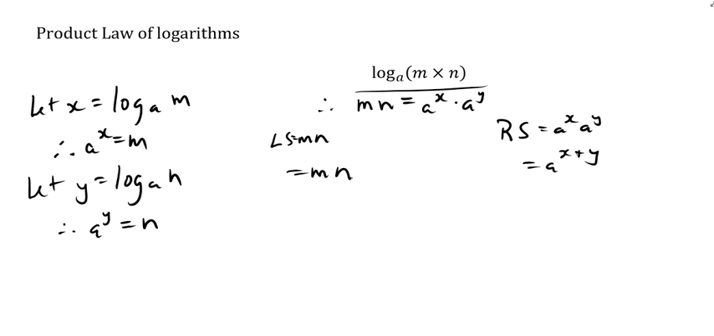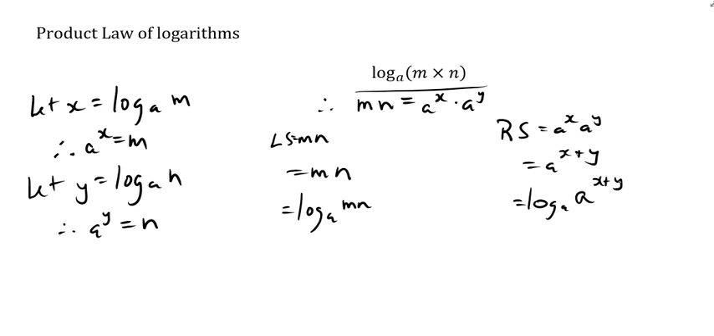I did these separately. You don't have to do this as left side, right side, but I'm going to take the log of both sides. Log base a of both sides. So log base a of mn equals log base a of a to the x plus y.